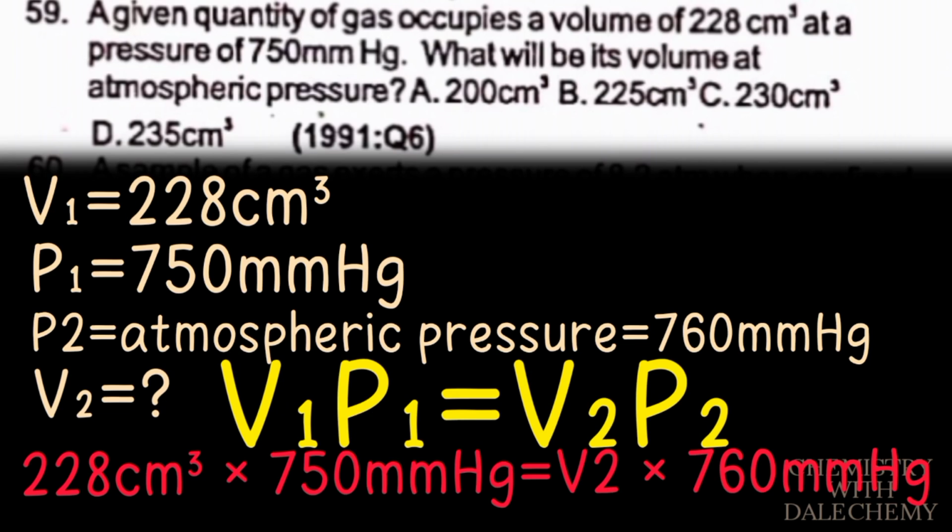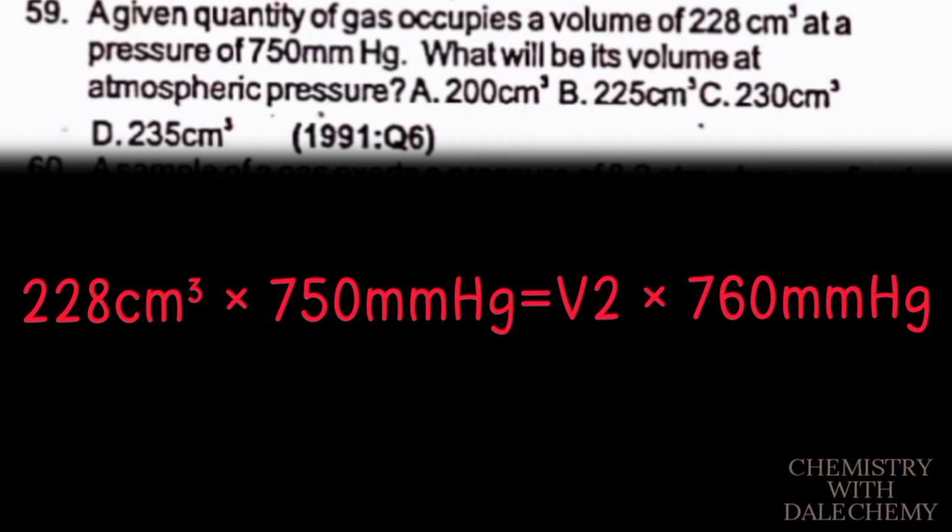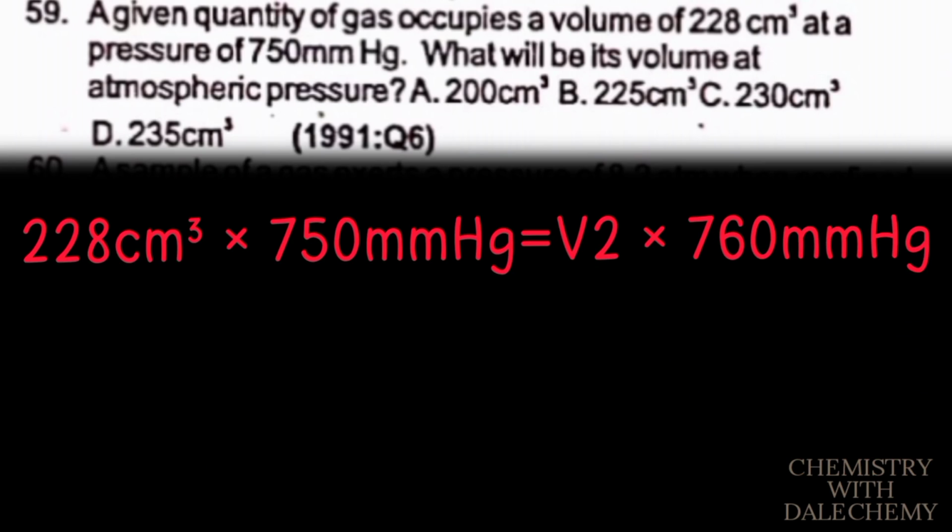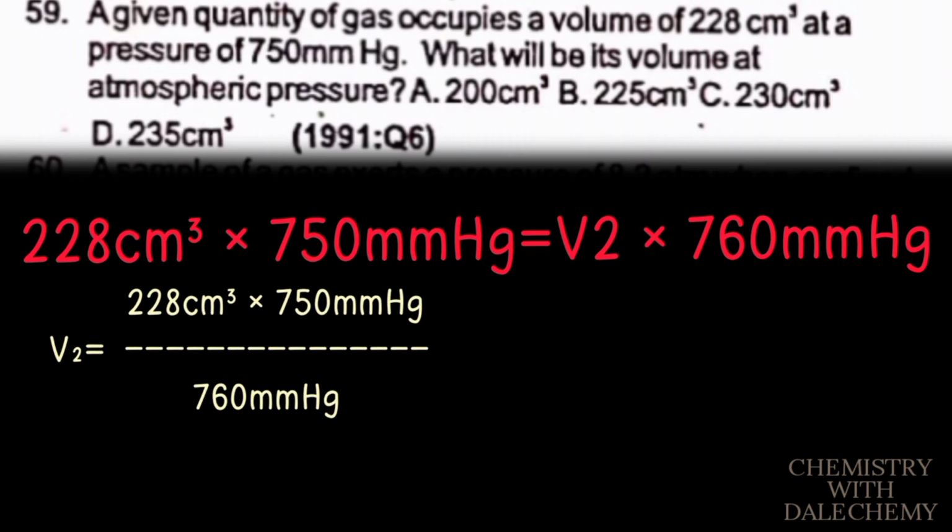So we have 228 cm³ multiplied by 750 millimeters of mercury to give V2 multiplied by 760 millimeters of mercury. So if you make V2 the subject of the formula, you have 228 cm³ multiplied by 750 millimeters of mercury divided by 760 millimeters of mercury, which when you press it in your calculator, you have 228 multiplied by 750 divided by 760. So this gives 225 cm³, which is option B.